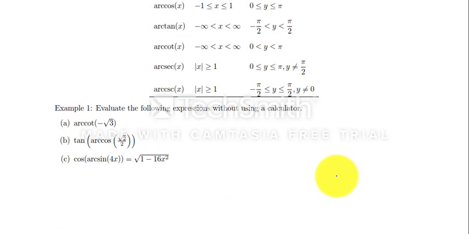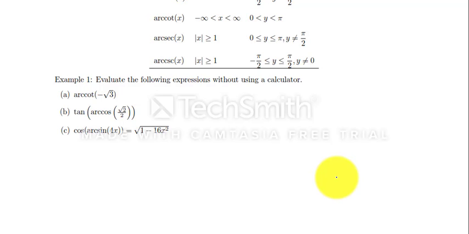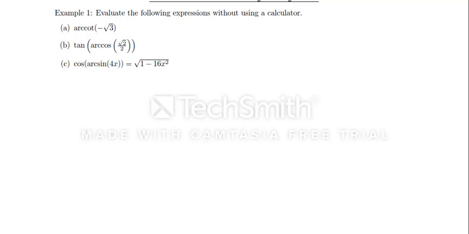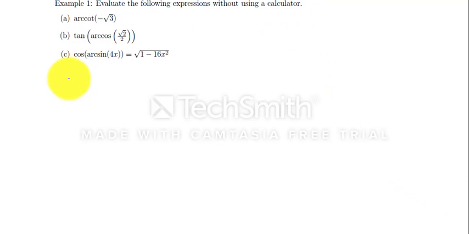Let's take a look at example number 1 for the common exercise of how we can express inverse trigonometry function values with or without using a calculator. Now for part A, we are asked to evaluate arc cotangent of -√3. This is the same as asking what angle will give you a cotangent value of -√3.